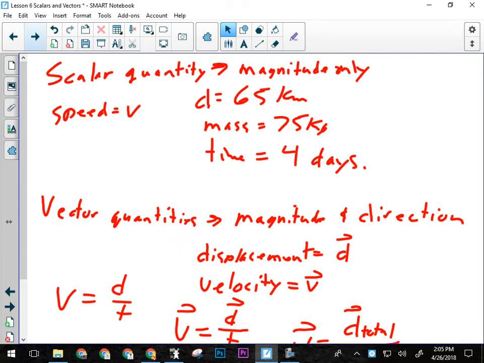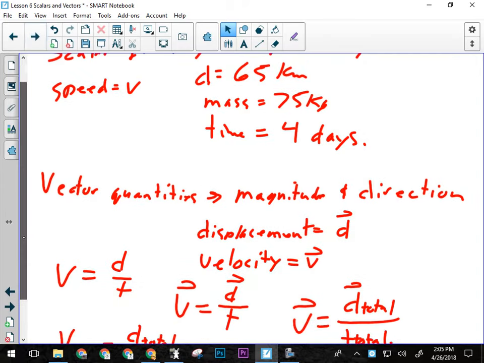All right, so things to remember here. Scalar quantities have magnitude only. So distance, 65 kilometers. Mass is scalar, 75 kilograms. Like when someone asks me what my mass is, I don't tell them. But if I did, I wouldn't say 75 kilograms down. Mass doesn't have a direction. It's how much of me there is, how much matter I possess. Time, 4 days. Time doesn't have a vector. It's how long something takes.